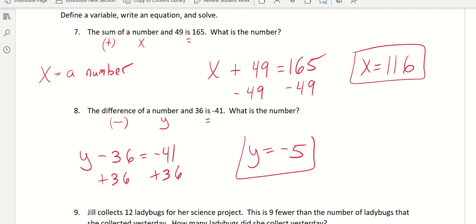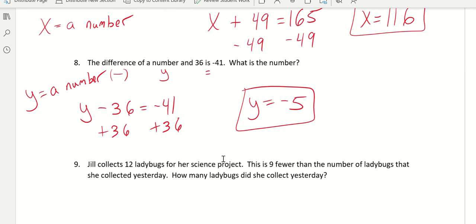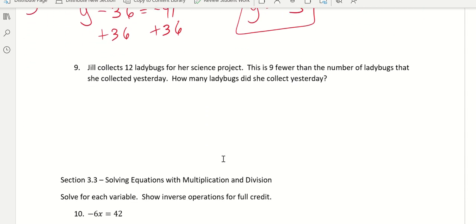Oh, I messed up. How did I mess up? Did you catch my mistake? We didn't define a variable. So what does y represent? On this one, again, it just represents a number. Usually that's not going to be the case, but it is the case here. As we work our way through this review guide, you're going to see that your variables represent more than just a number.